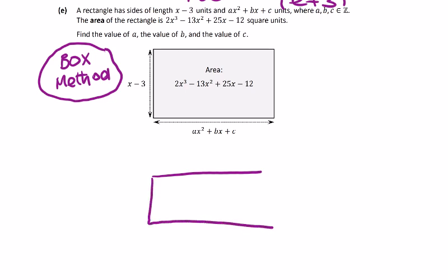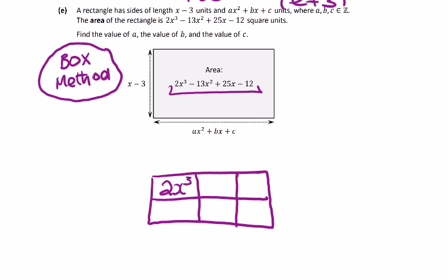The first and last term of the cubic go inside the box. Doesn't have to be a perfect rectangle. My cubic, the first term, 2x cubed. If you haven't learned off this method, you're crazy, because it comes up at leaving cert as well. The linear x minus 3 goes here. The answer to the quadratic will go on top, which will be the answer to this question.